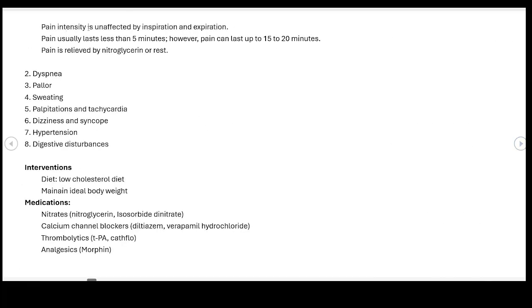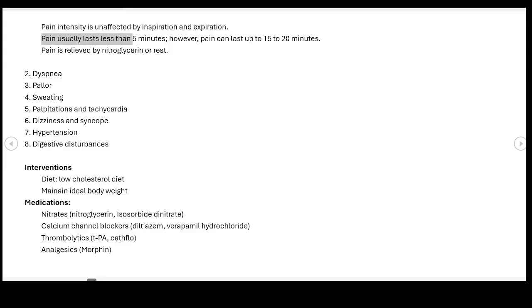Next, the pain intensity is not affected by either inspiration or expiration. So your breathing pattern will never affect how bad this pain is. Take note of this. We have some conditions where, when they're having the chest pain, if they breathe in, the pain gets worse than when they're breathing out. So that is why this information is very important. But in the case of angina, when they are breathing in or out, the intensity of the pain is not being affected.